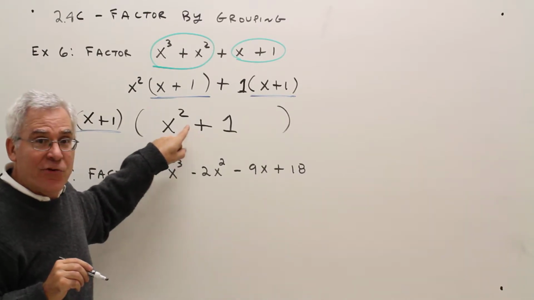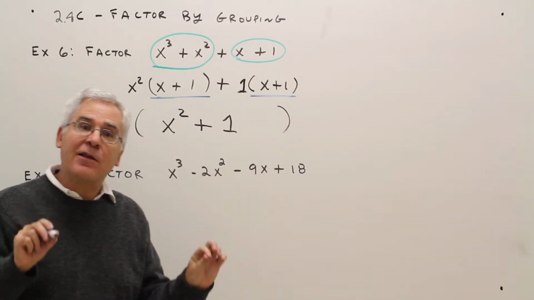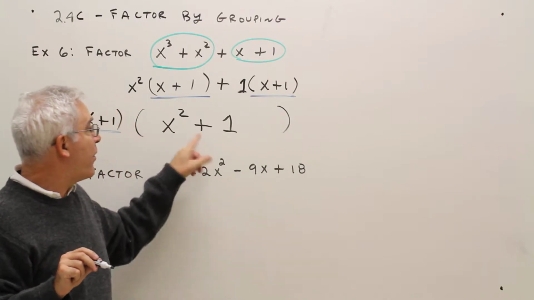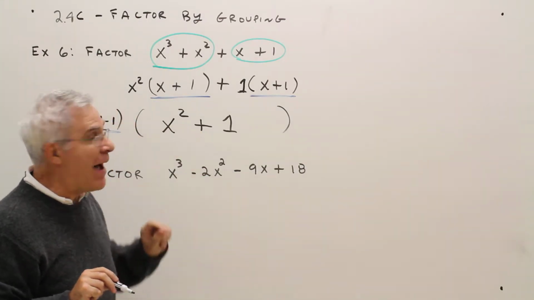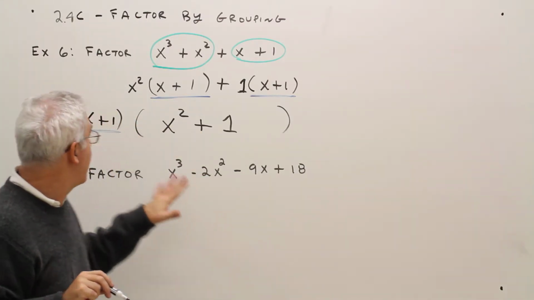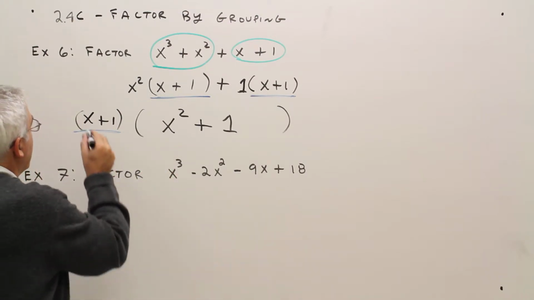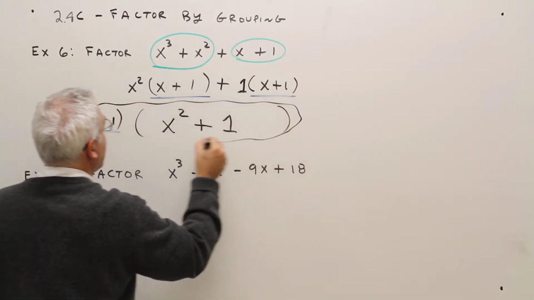And do not try to factor that. There is no factoring pattern for the sum of two squares. If that were a minus sign, that would be much different. So we're done, and that is the answer.